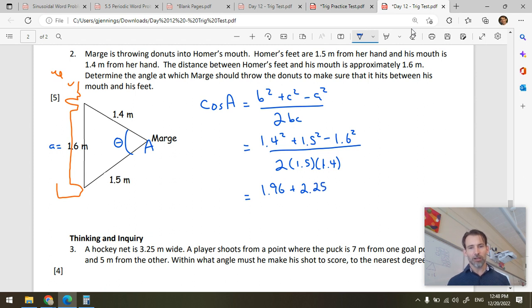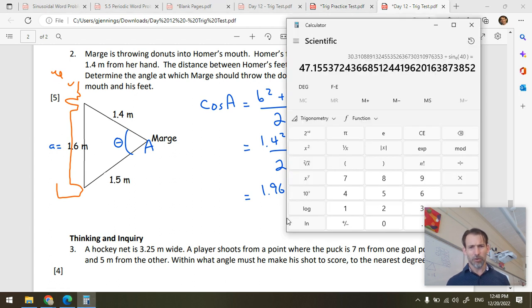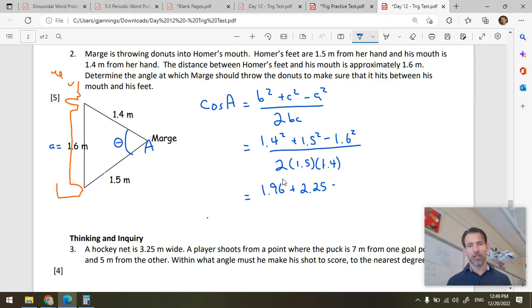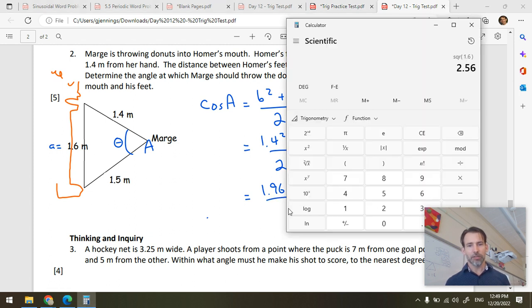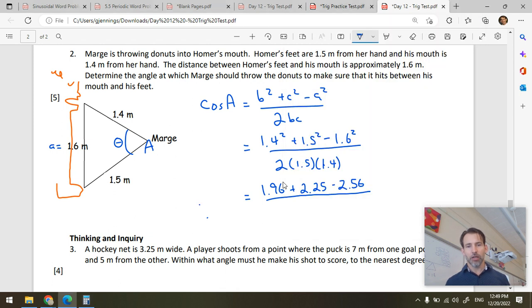And 16 squared is, what is that? Is it 254, I think? 2.54? 1.6 squared is 2.56. Of course it is. Minus 2.56, all divided by, is that one right? Yeah, it is, 1.4 squared. Yeah, 1.96. Good. Okay, over 2 times that, which is 4.2.